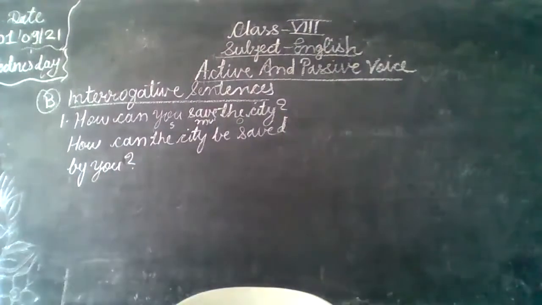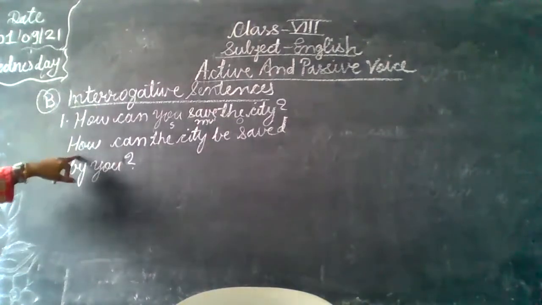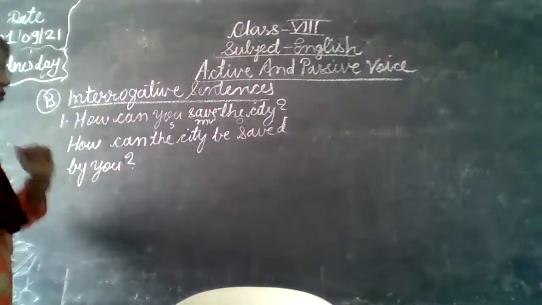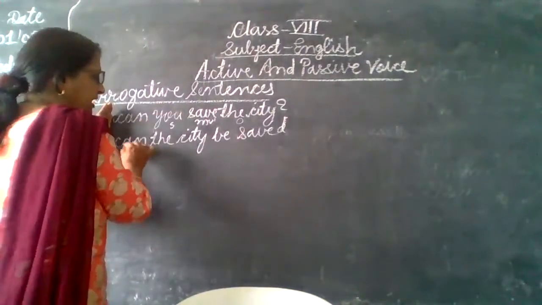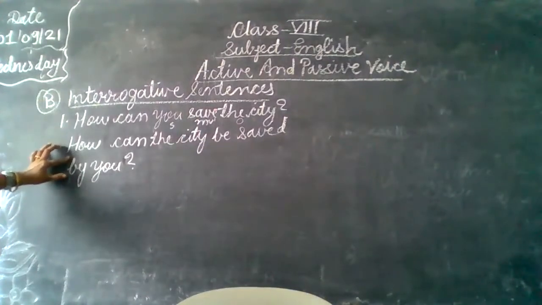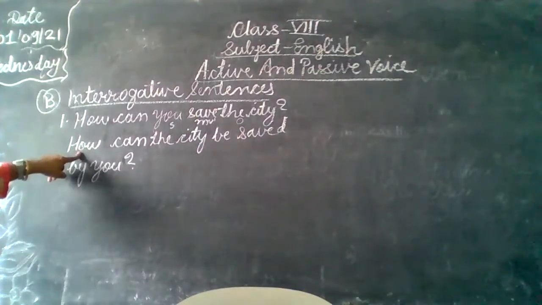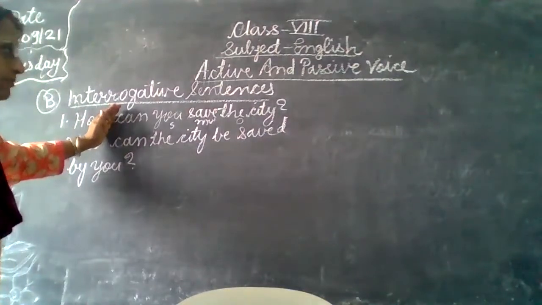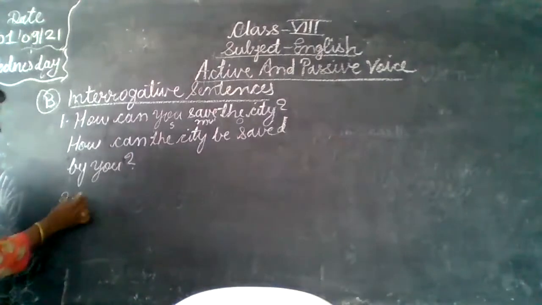So, can you do the yes or no type questions? The same you have to do. After taking WH as it is, do the same as you did yesterday for yes or no type questions. Can you save the city? The same we are doing: can the city be saved by you? And how, as it is, WH type, we take it as it is in the answer. Then we say, can the city be saved by you? And there will be a question mark. Next sentence.